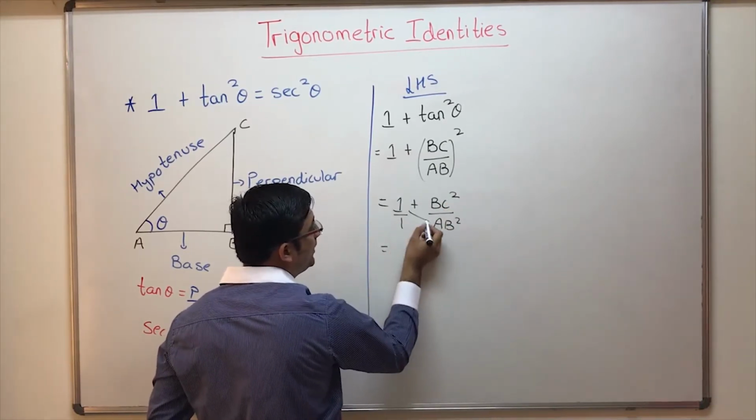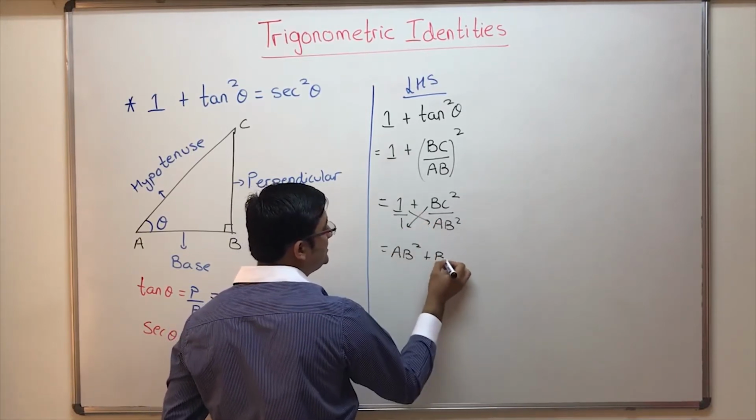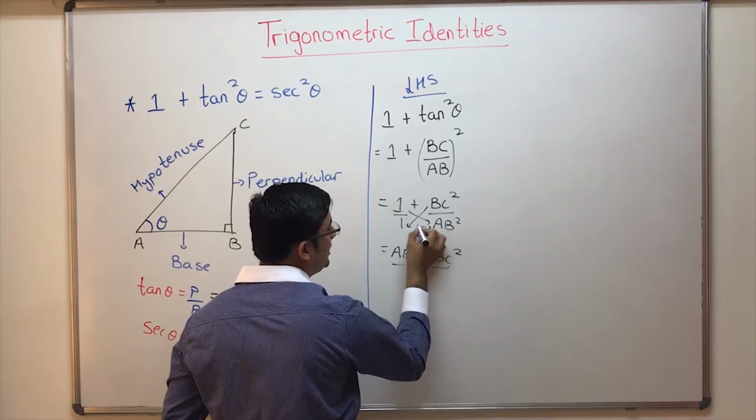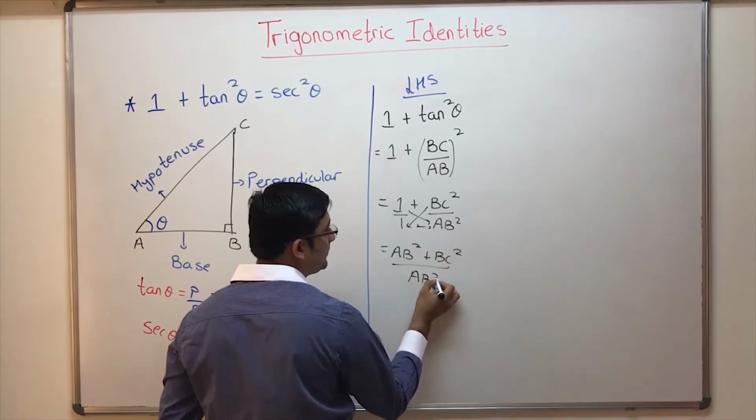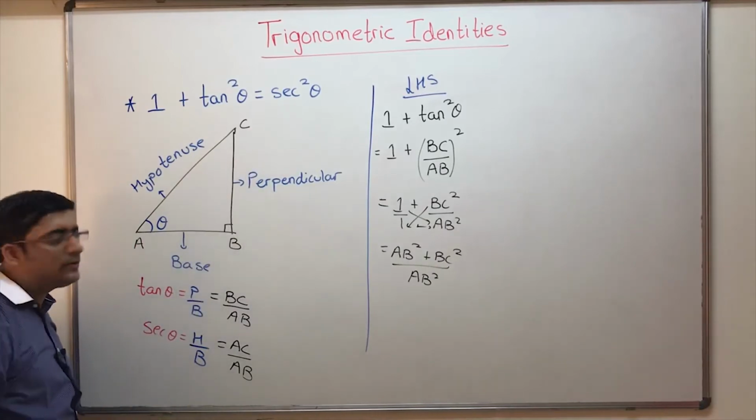Then we can simplify 1 into AB square plus BC square into 1, BC square upon 1 into AB square, that is AB square. Is this clear? Now what is AB square plus BC square? We already know it. It's AC square.